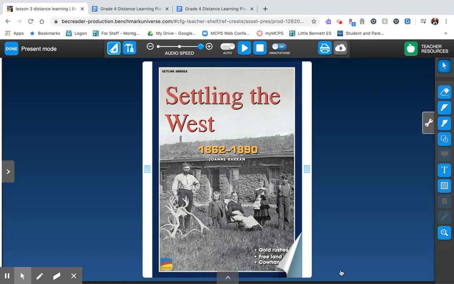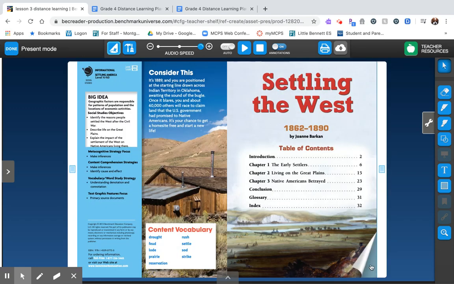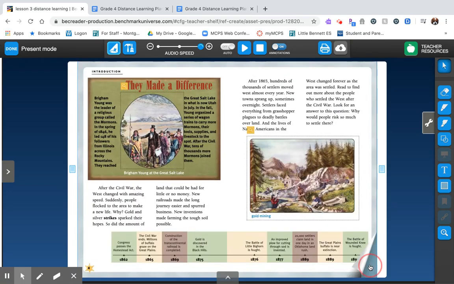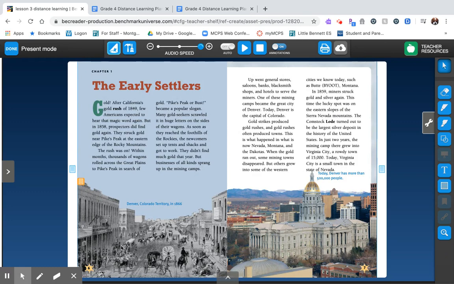Our focus today is on how good readers distinguish between important and interesting details to find text evidence to answer a question. I'm going to turn the page to Chapter 1, page 6. The question that we are going to answer today is, what is a gold rush? We are going to keep that question in mind as we're reading the first part of this chapter.